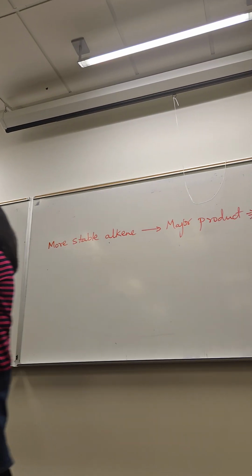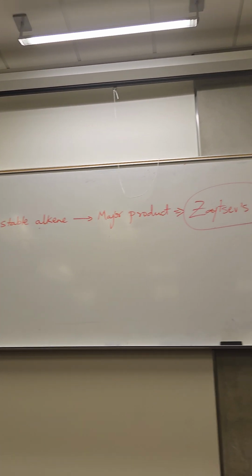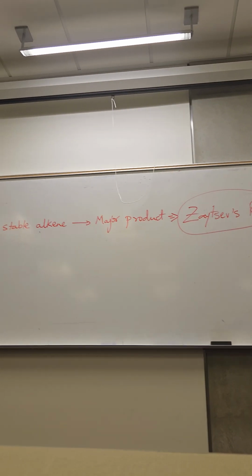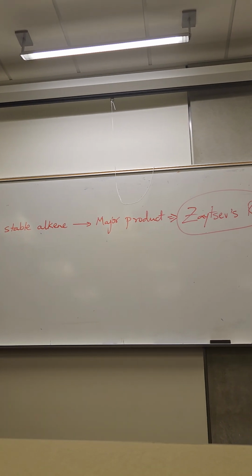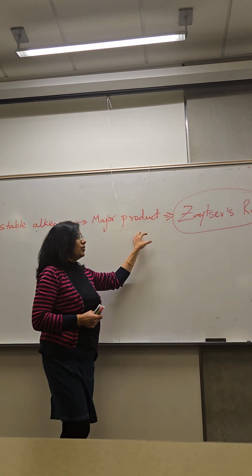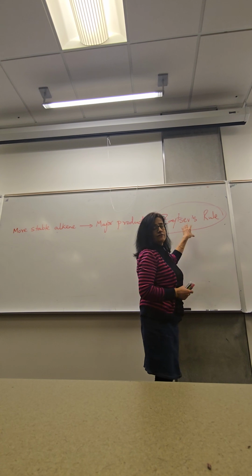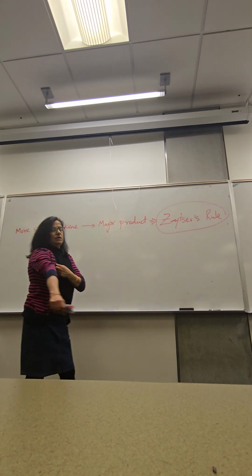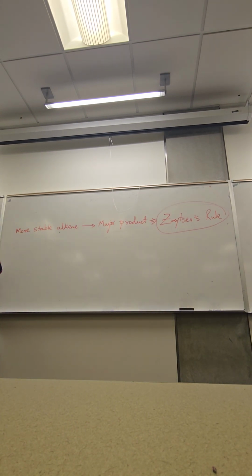When elimination happens and you're creating an alkene, then the more stable alkene is the major product. That's called Zaitsev's rule. So, what is the order of stability of alkenes?